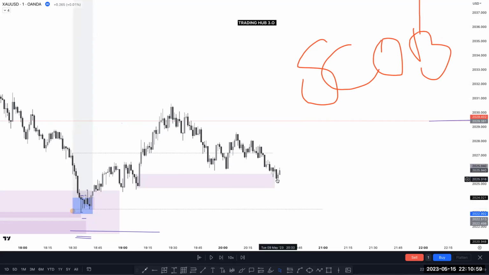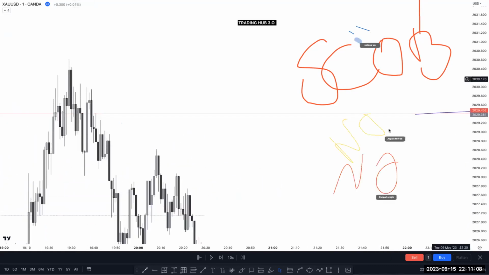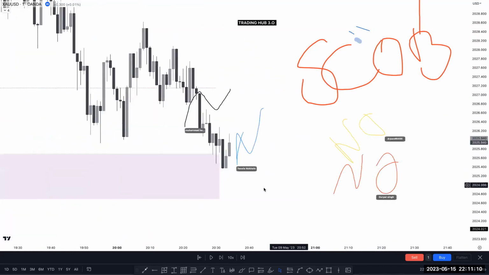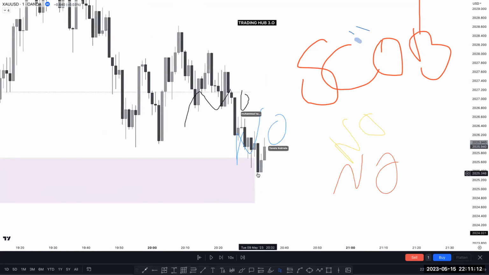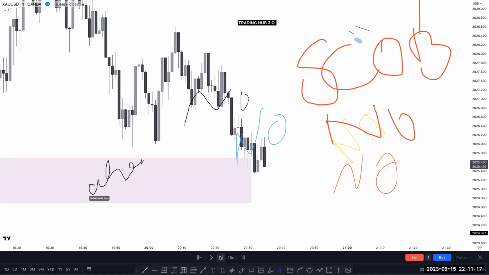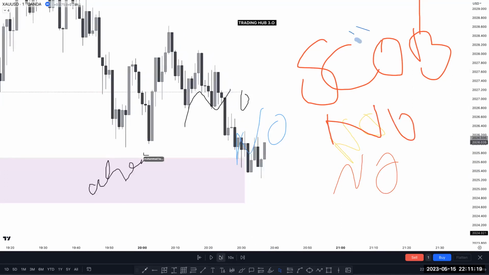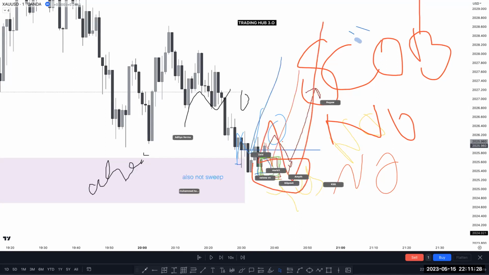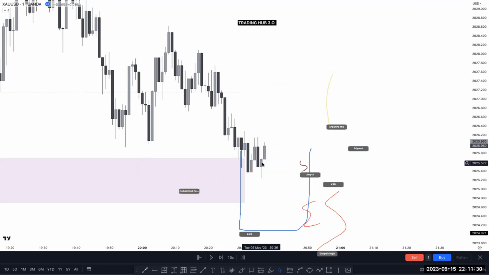Both lows are similar here. So is there a SCOB developed here or not? No, because this low is not broken. Exactly. Okay. Now, oh, wow. Perfect. So this is our SUV.